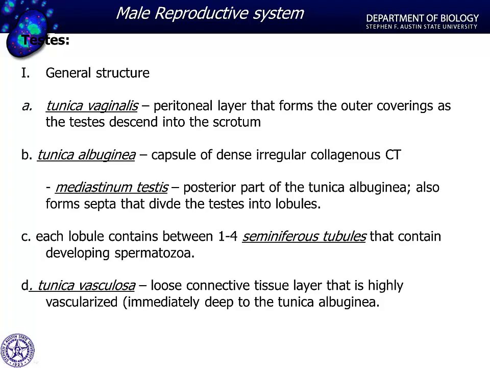Now, just beneath the tunica albuginea is going to be a highly vascularized layer of loose connective tissue, and that's the tunica vasculosa. But the tunica albuginea is going to invaginate within the testes itself, and this is going to divide the testes up into different lobules. Now, the very middle portion of this septa is going to be the mediastinum testis, and we'll see that in a couple of different slides. But we'll have smaller septa that divide the testes into a number of smaller lobules, and each lobule then is going to contain the first part of our genital tract, and these are going to be between 1 and 4 seminiferous tubules.